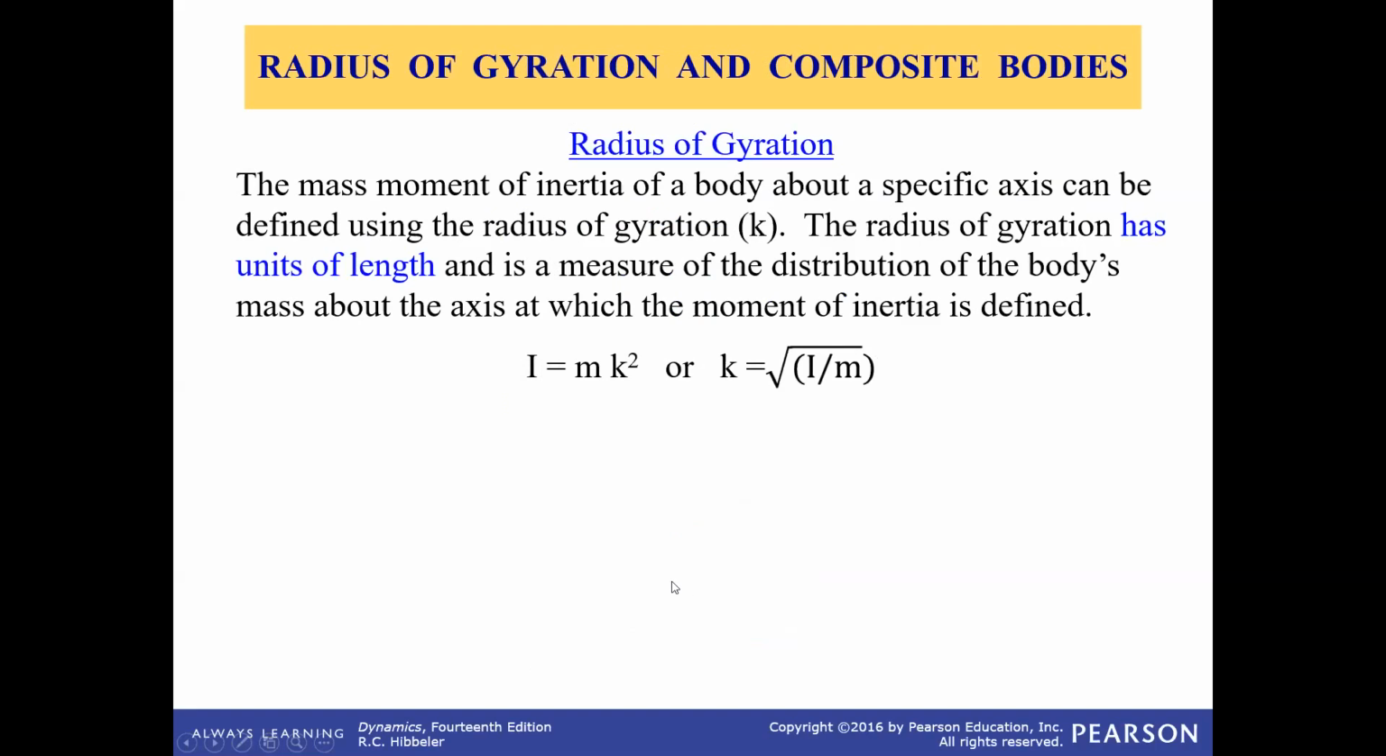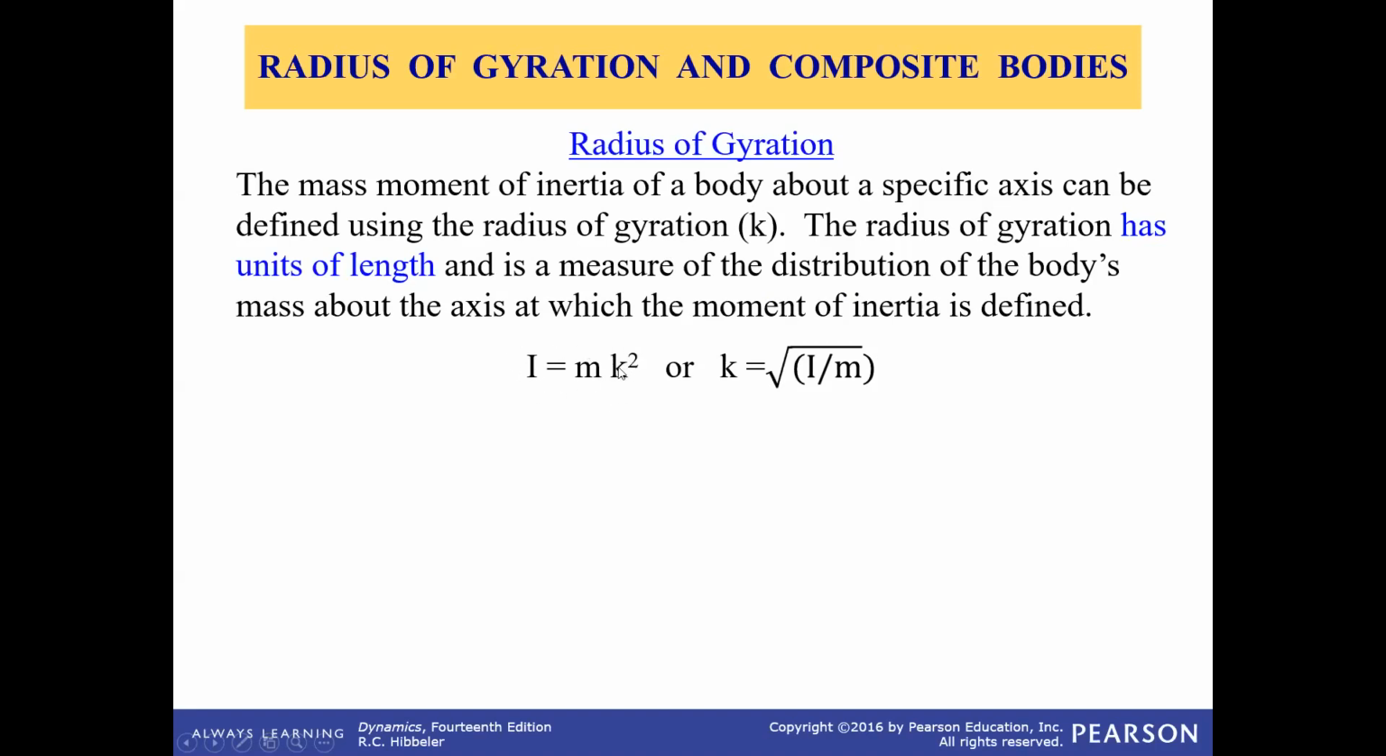Also, sometimes you want to know the radius of gyration. You can think of it as the average distance of the mass distribution with respect to the axis of rotation. Basically, you define a new radius called k, so that everything can be written as m k squared.